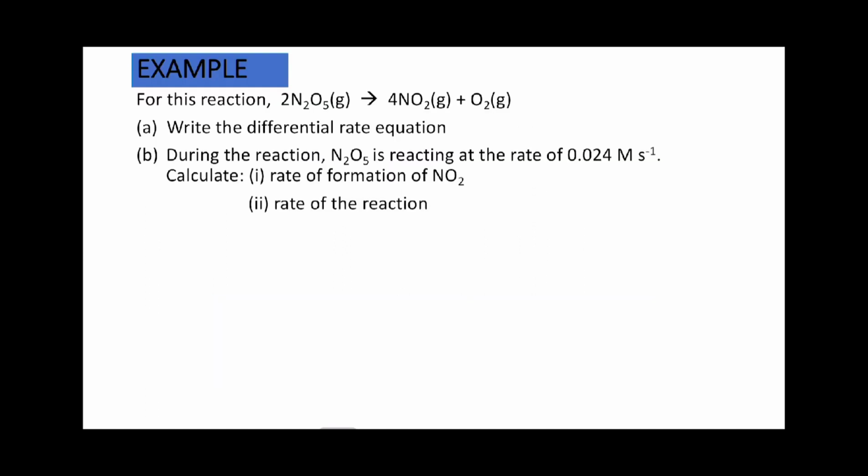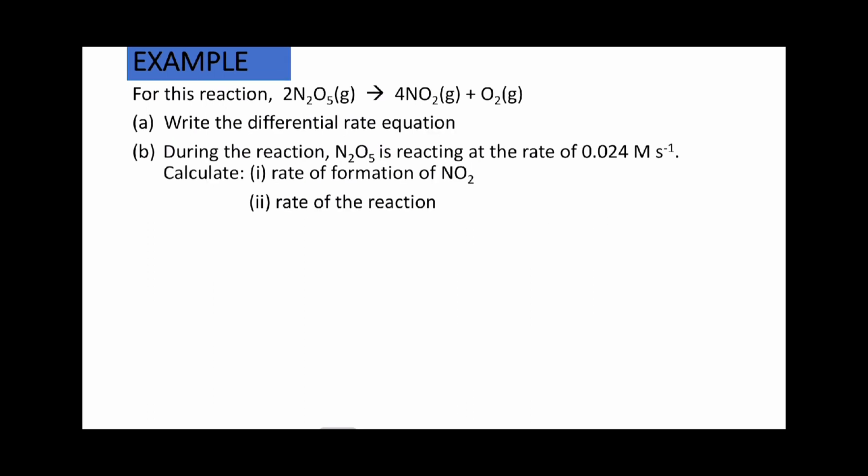Now let's try this example. For this reaction, write the differential rate equation. So remember, we need to write the rate first. Rate is equal to minus 1 over 2 d N2O5 over dt, and is equal to positive 1 over 4 d NO2 over dt, and is equal to positive rate of oxygen gas.